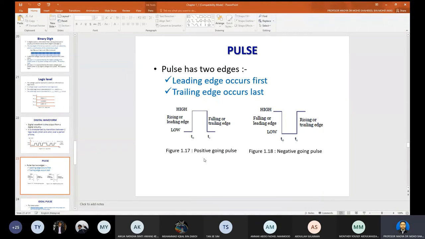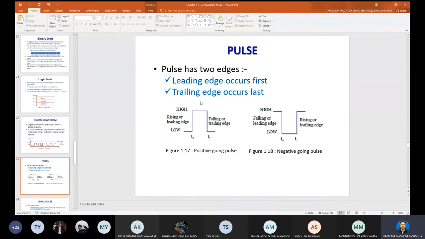You have to remember, if positive, that means you have to refer from 0 to 1, from low to high. That's what we call the positive going pulse. If negative going pulse, from high to low. That means from 1 to 0. Similar like this one, from 1 to 0. That is the pulse.